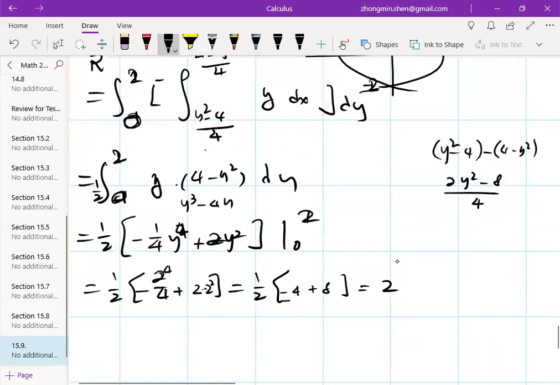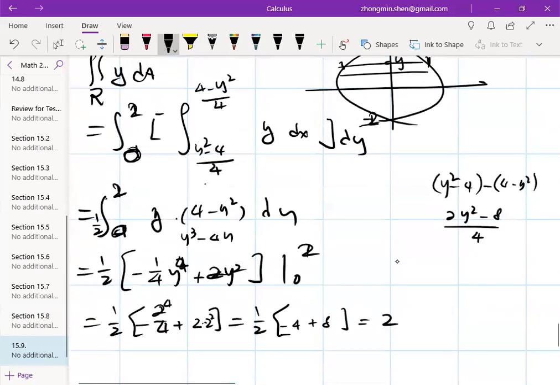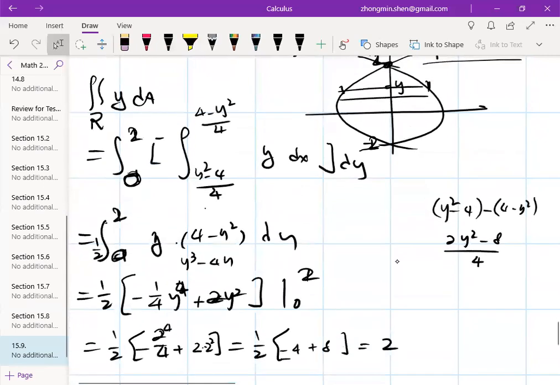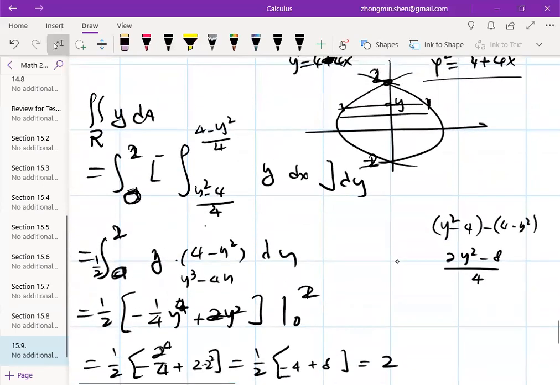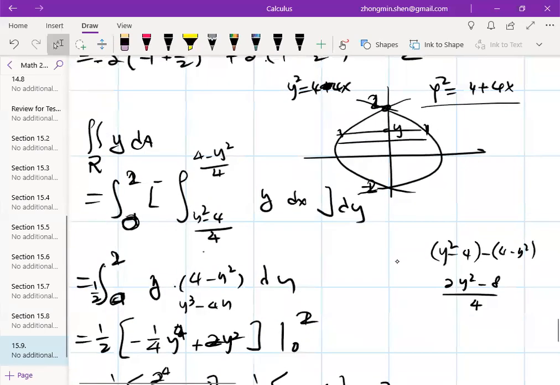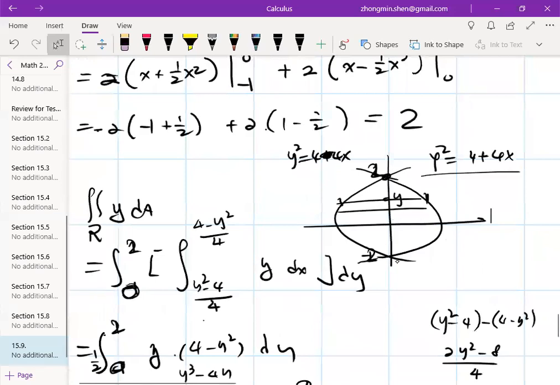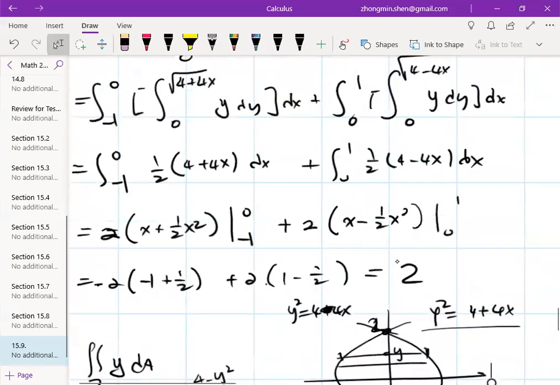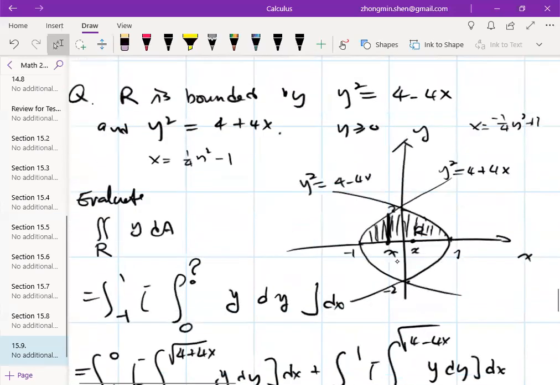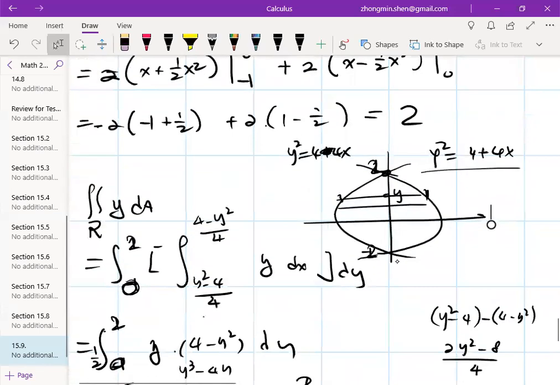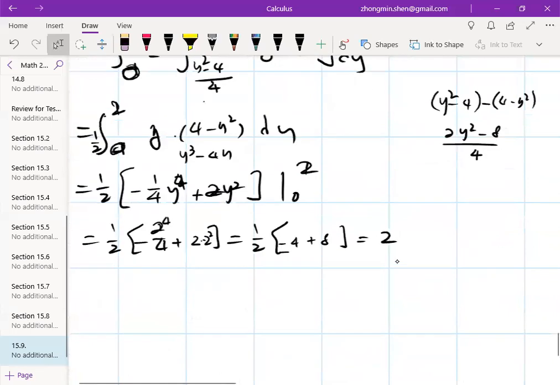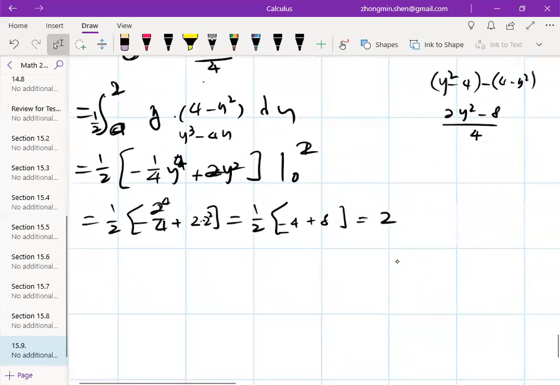Anyway, first I saw that it's going to be 0. That's impossible. Then I realized that the original requirement is y is greater than or equal to 0, so y goes from 0 to 2. Also I copied the wrong function. This is 4 plus 4x, right? And my top one is 4 plus 4x on the right-hand side, but I put 4 minus 4x. Anyway, you get the same answer.